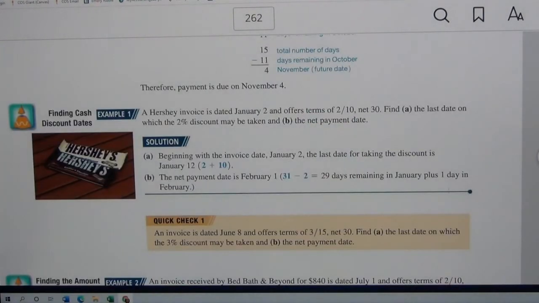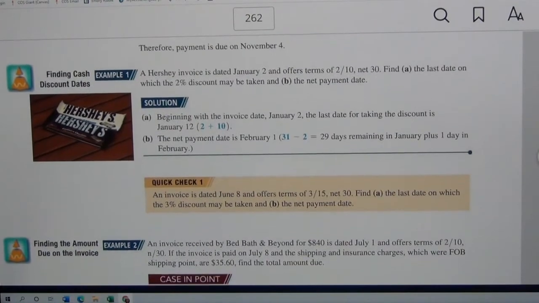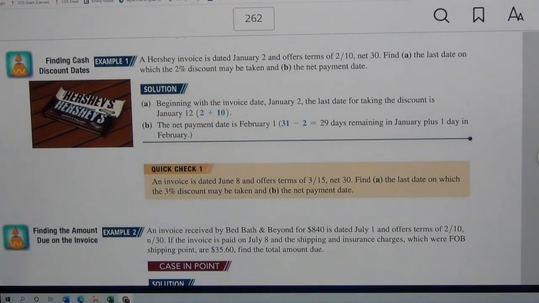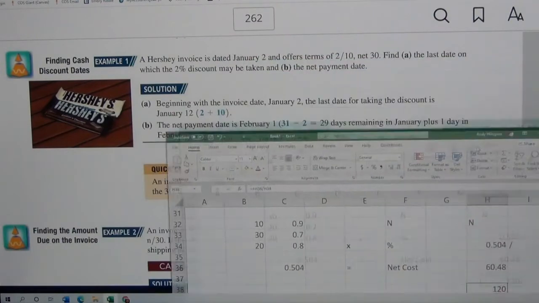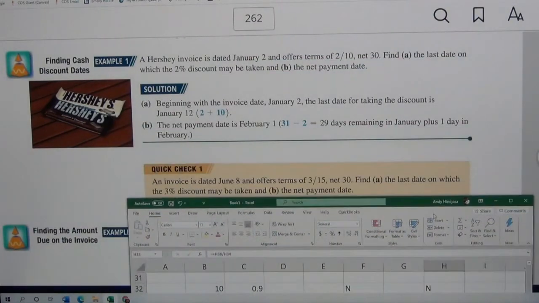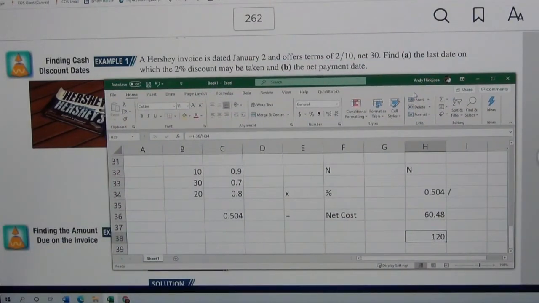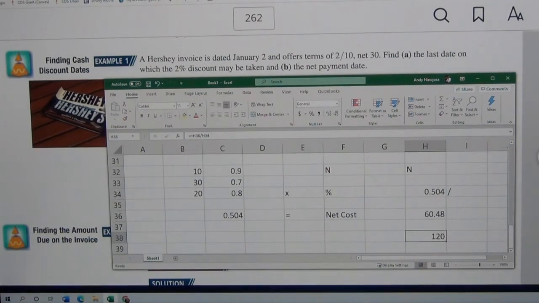Now, most accounts payable people that I know just use calendars and count from the calendars. But I guess we're going to pretend we don't have access to a calendar, and so we're going to go ahead and run the numbers. So let's see how good you are. A Hershey invoice is dated January 2nd and offers the terms 2/10 net 30. Find A, the last date on which the 2% discount may be taken, and B, the net payment date. So in essence, you're just counting days from January 2nd. See if you can do that.